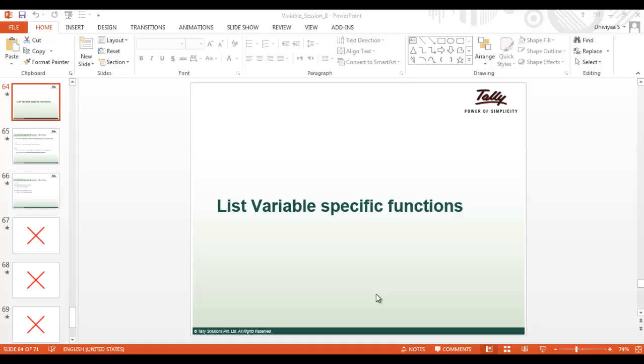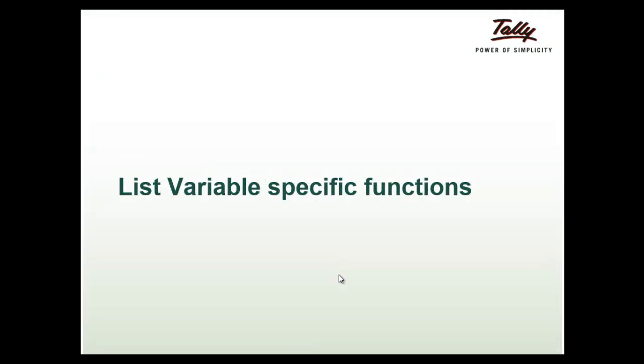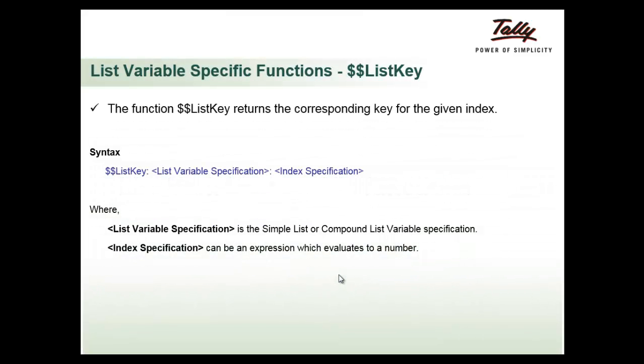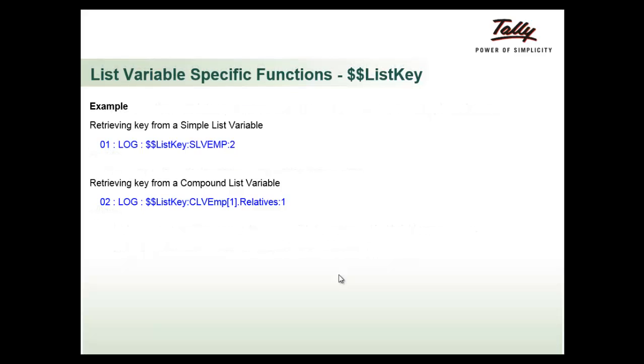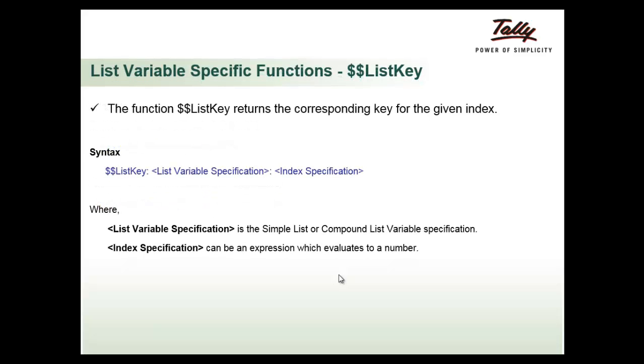Now let us move on to the next topic, which is list variable specific functions. The first list variable specific function is list key. The function list key returns the corresponding key for the given index. If you want to find out the key for a specific index of an element of the list variable, you can use list key and retrieve its key. The syntax is $list key: the first parameter is the list variable, the second parameter is the index.